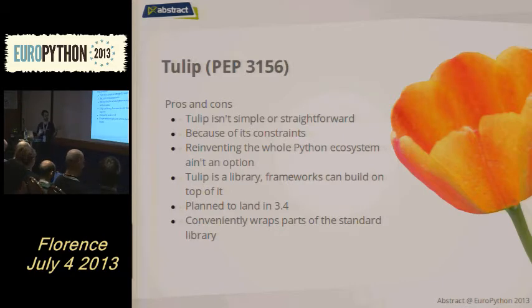And the idea of Tulip is to be a little bit like a thread library, upon which one or more different and more developer-friendly libraries can be built. It's actually planned to land in Python 3.4. And another thing that it does is that it provides asynchronous wrappers for parts of the standard library.